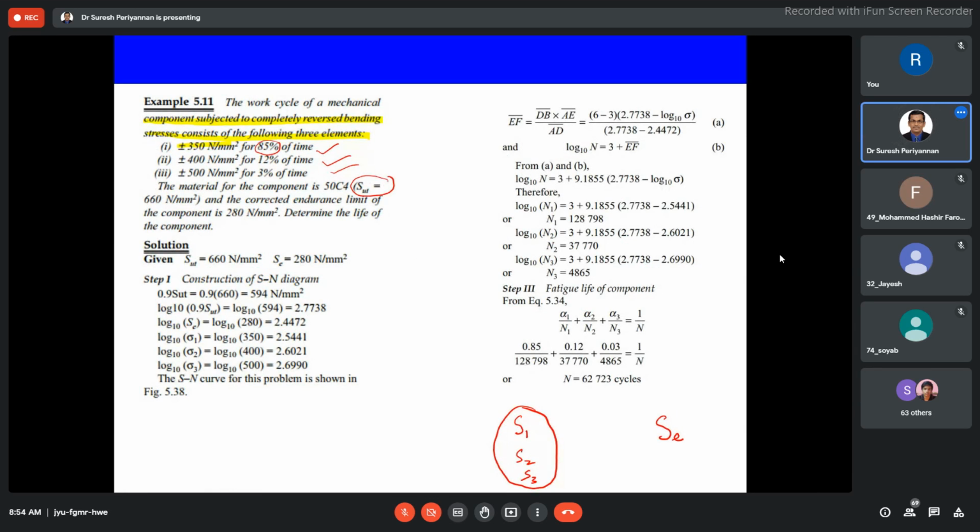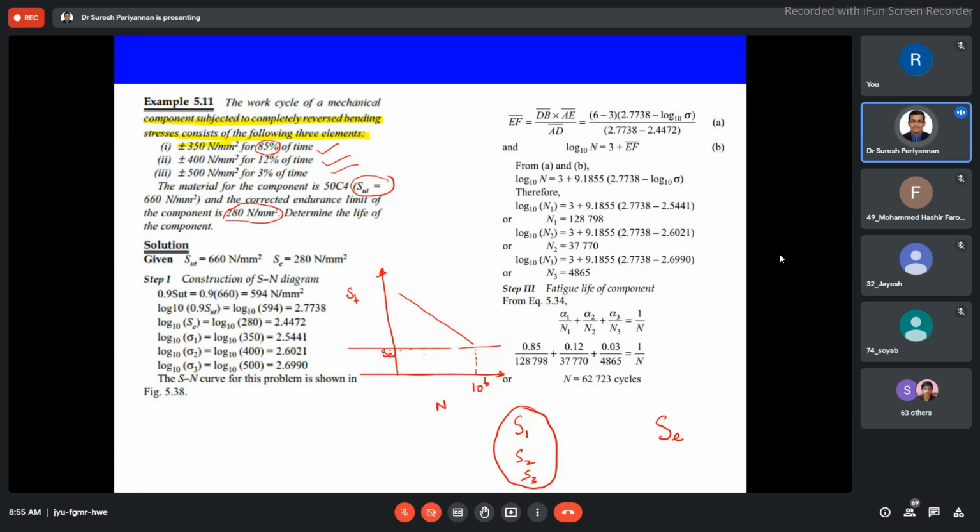Now ultimate strength. Now the corrected endurance limit of the component. This is a given, a minimum given for the component. In this SN diagram, this is given as minimum. This is the SN diagram. This is our 10 to the power 6 cycles. This is the number of cycles, N. This is our endurance limit, Se, which is given. Now we would like to find out the life of the component in this case.